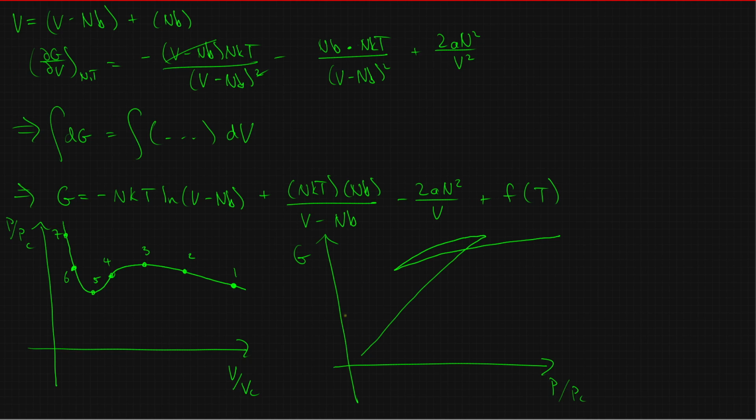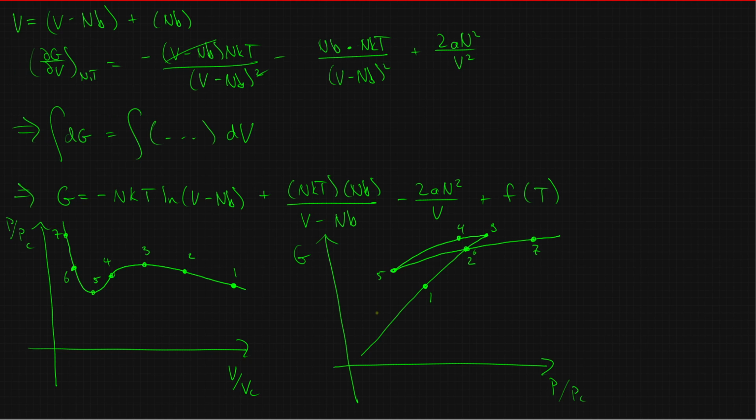Okay, so if you plot this out, point 1 right here corresponds to roughly this point. This is 1. Point 2 corresponds to this point. 3 corresponds to that point. 4 corresponds to that point. 5 to there. 6 is right on top of 2. And 7 is over here.